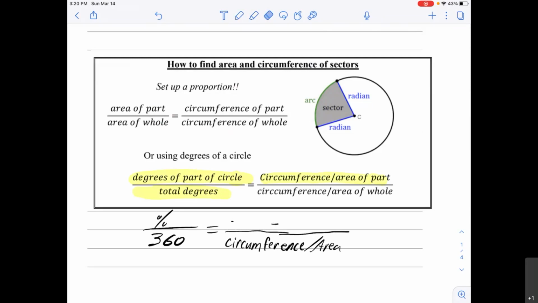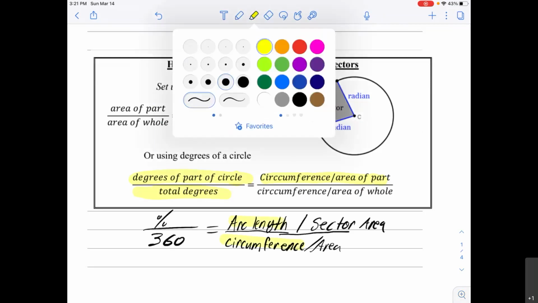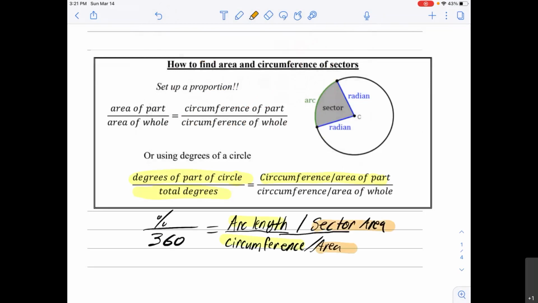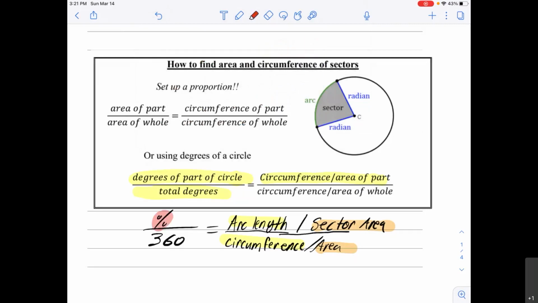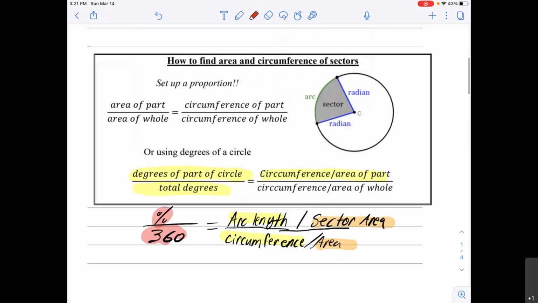So actually, I'm going to rewrite this as the arc length or the sector area. If we're finding arc length, then we'll use circumference. And if we're finding sector area, then we'll use the area of a circle. Because the arc length is a part of the circumference, and the sector area is a part of the area. And we're always looking at this in comparison to how many degrees the sector is out of the total 360 degrees of the circle. So that's what we're always going to be doing.